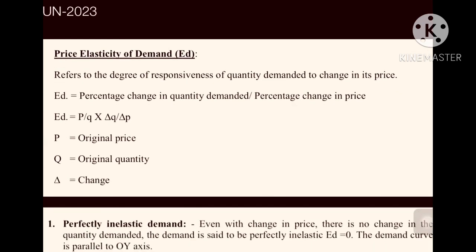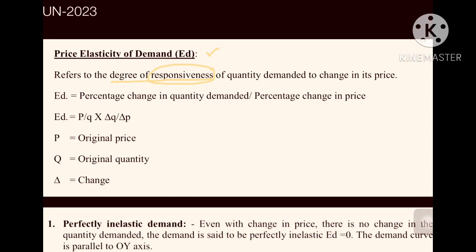Look at the screen, guys. You can see here I have written price elasticity of demand, and it refers to the degree of responsiveness. Why is the term responsiveness there? Because sometimes quantity is more sensitive to the change in price, sometimes less sensitive. That's why the term responsiveness is mentioned here. So it refers to the degree of responsiveness of quantity demanded to the change in price. That is the price elasticity of demand.